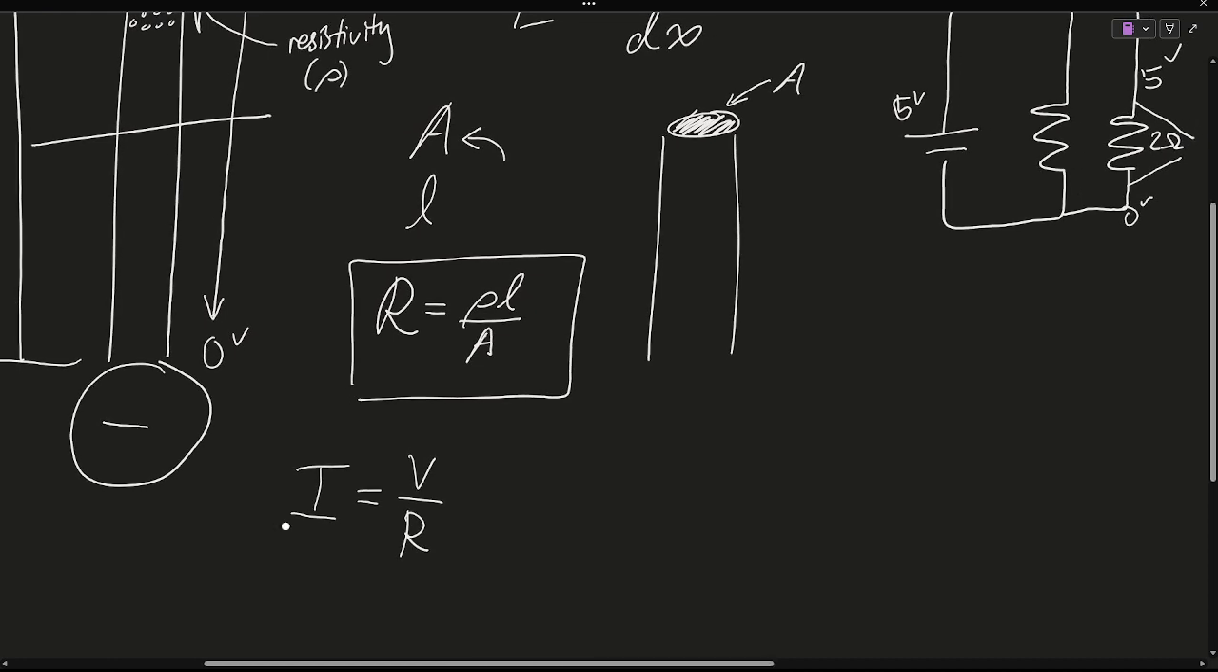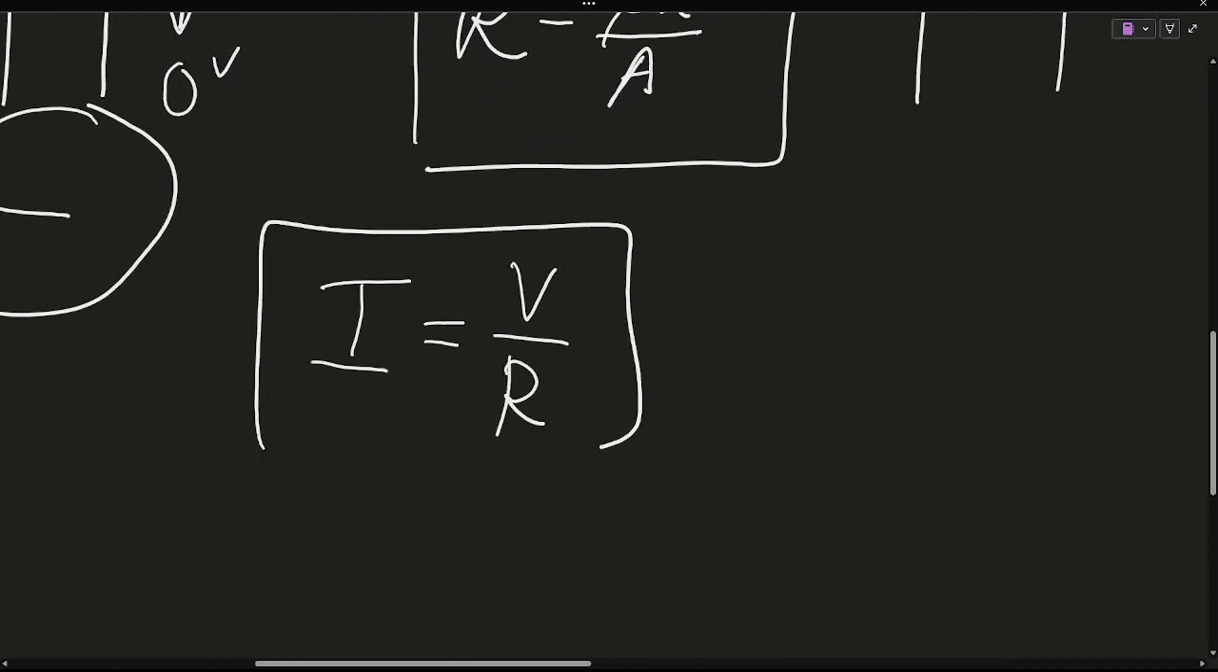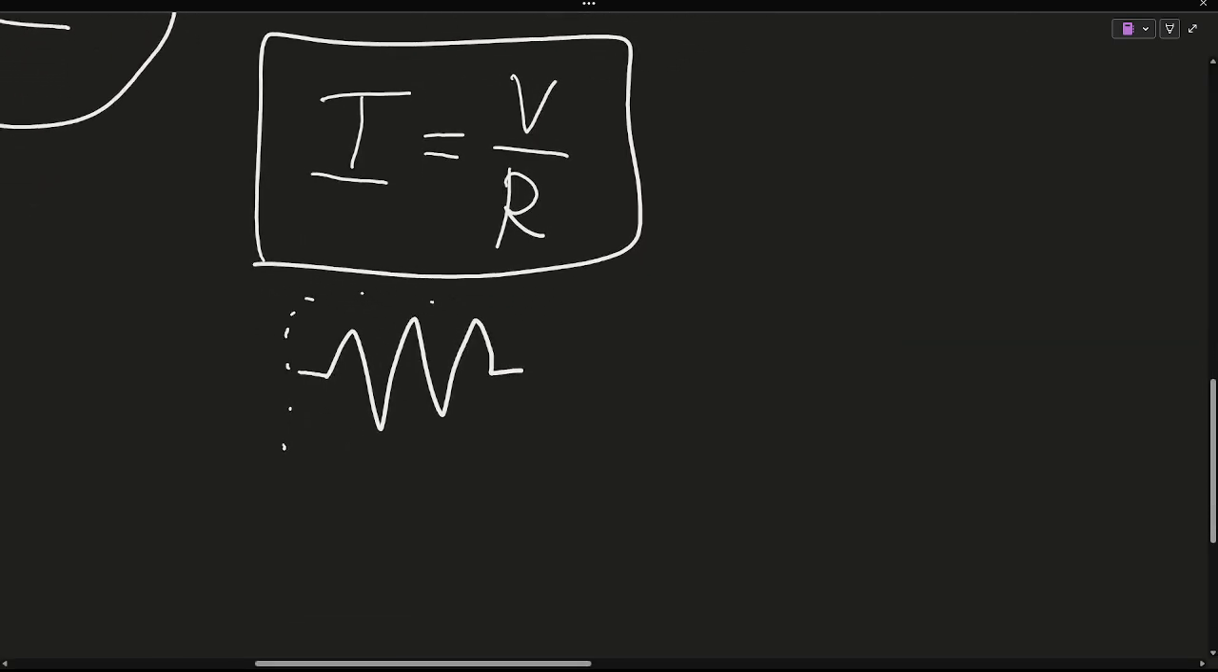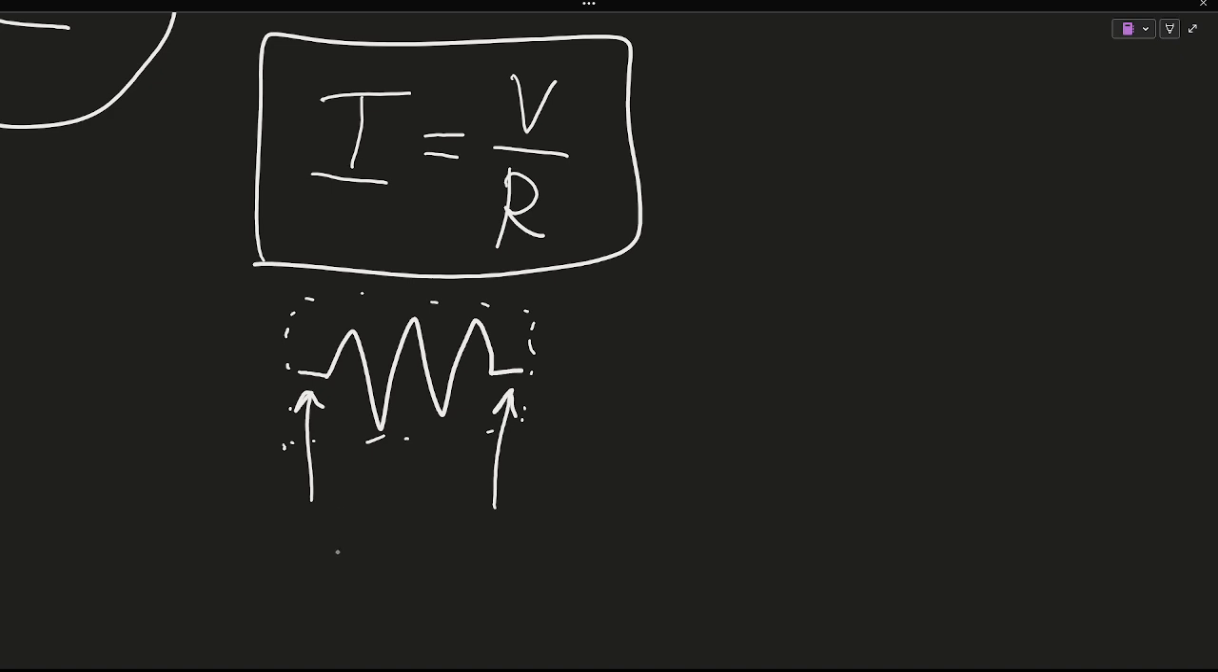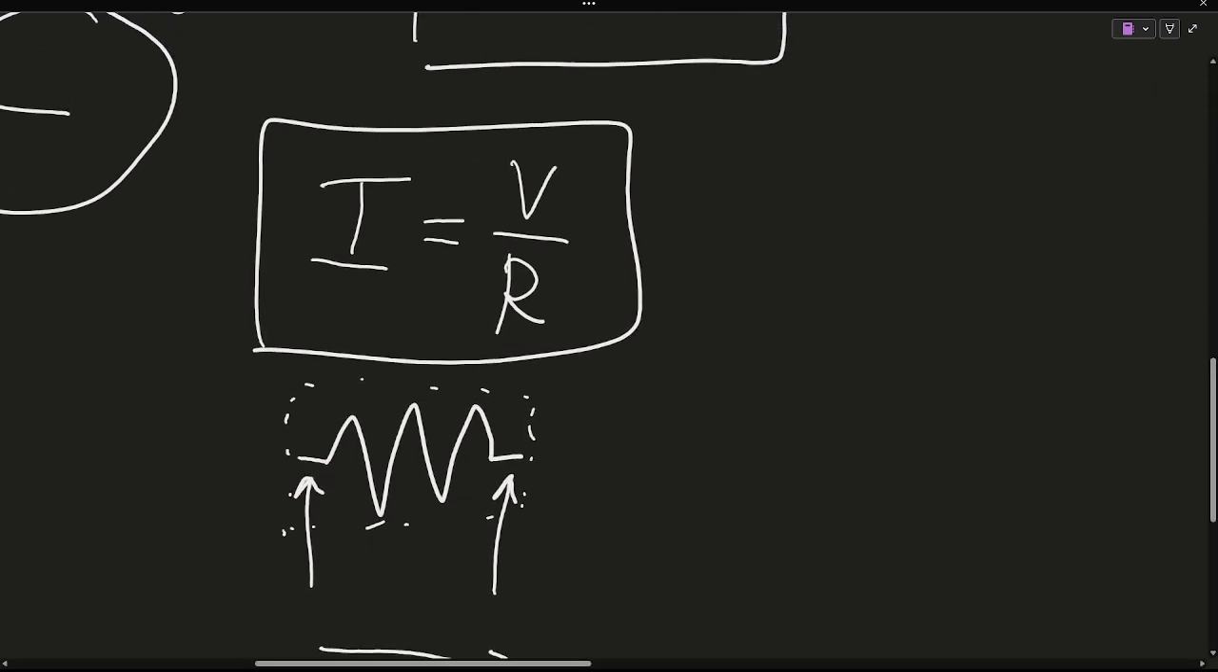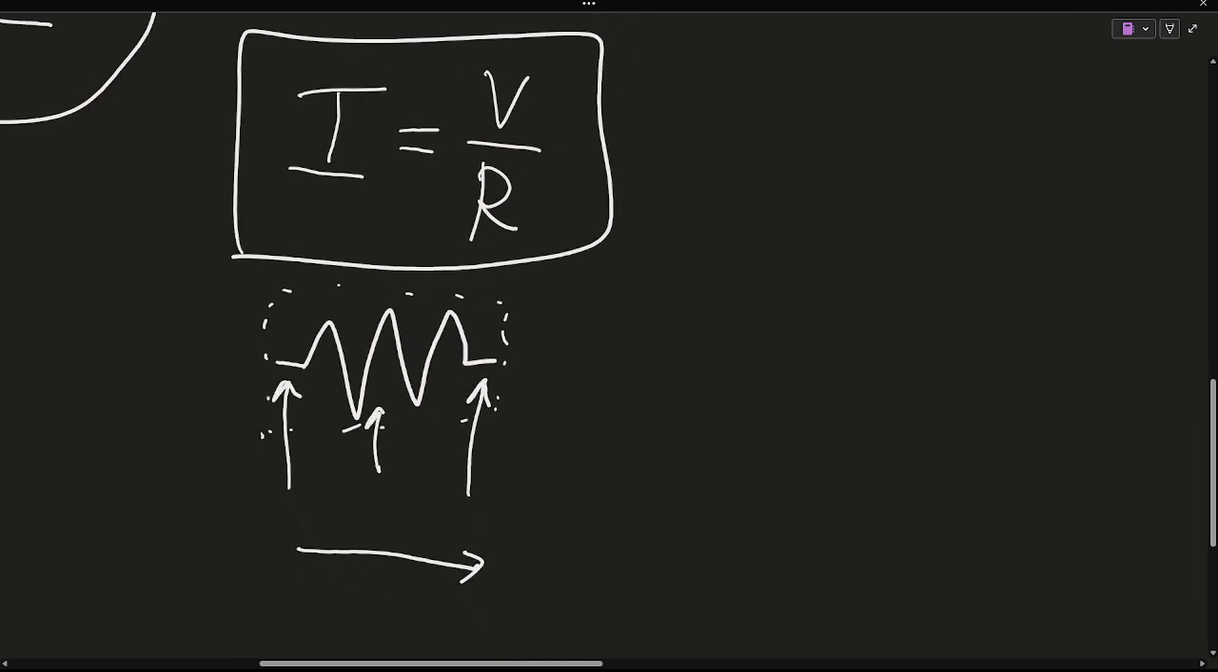So you should associate this equation with just a resistor. Whenever you try to use this equation, you need to be looking at a picture like this. You need to ignore everything else outside. Just what is the voltage difference between these two points, and then what is the current through this single resistor. And that depends on the resistivity of just this resistor. All right.